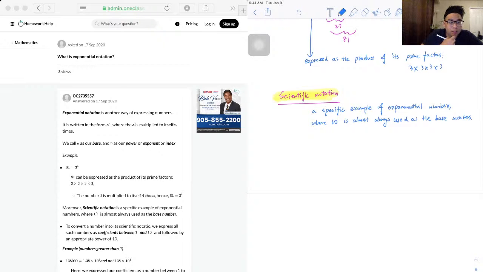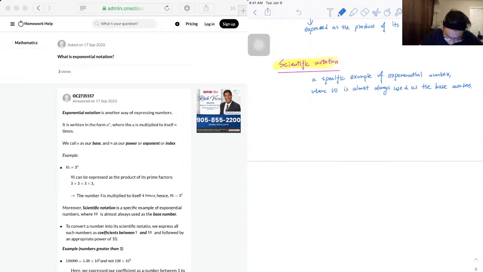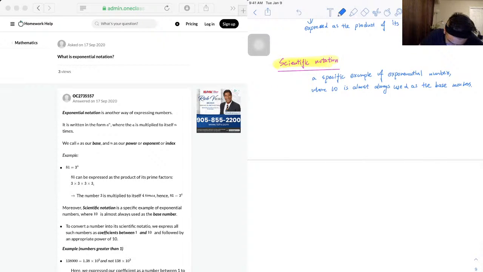And yeah, so to convert a number into a scientific notation, we express all such numbers as a coefficient between 1 and 10, followed by an appropriate power of 10. So I'll write this down, and then I'll give you an example of that.